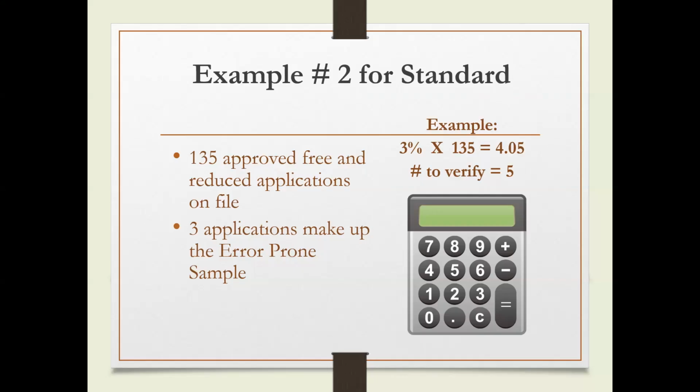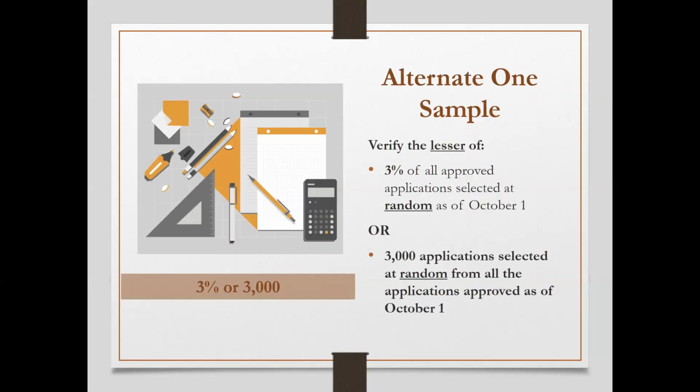All right. The next method is alternate 1. We're still working with the 3%. But this time we're not looking at error-prone applications, we're just randomly selecting applications. So with alternate 1, we're verifying the lesser of 3% of all approved applications selected randomly as of October 1st, or 3,000 applications selected at random from all the applications approved as of October 1st. And we're still looking at the lesser of these 2 numbers.